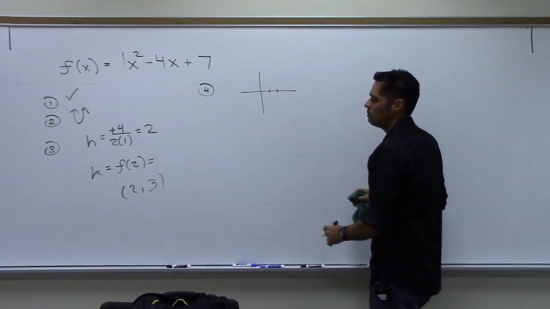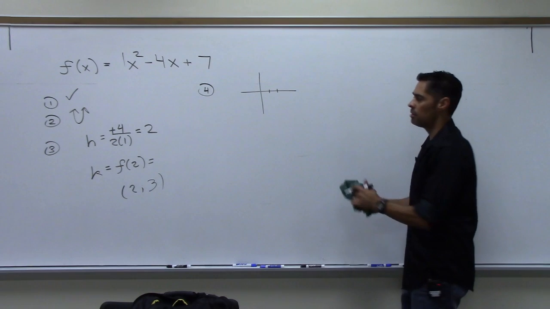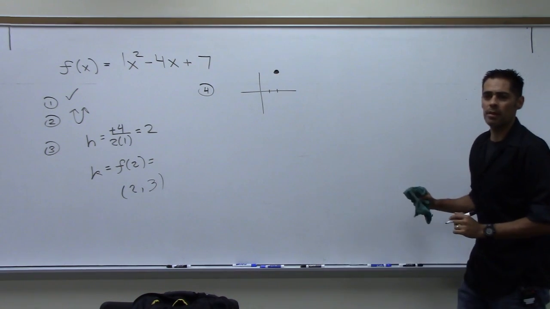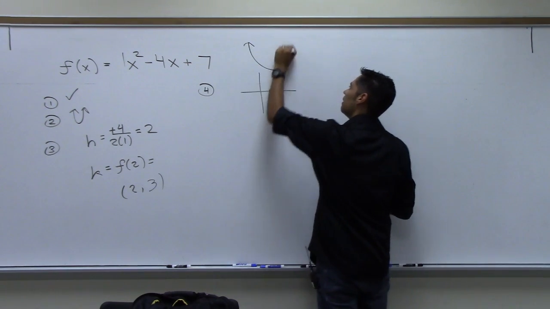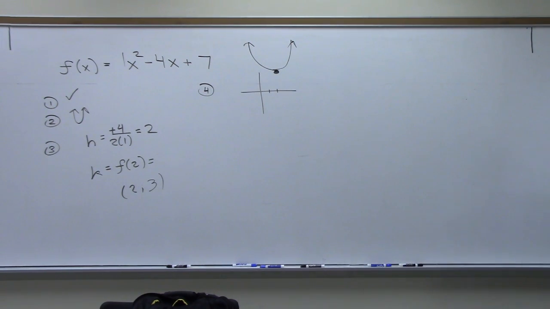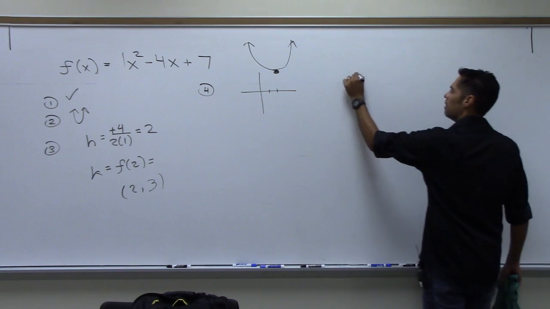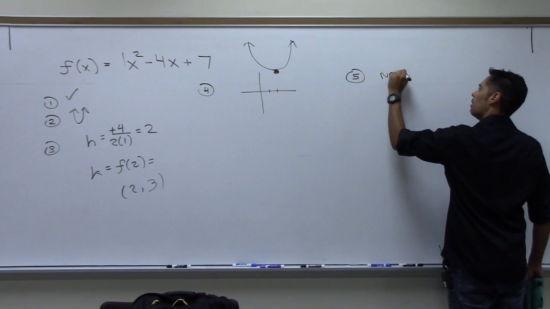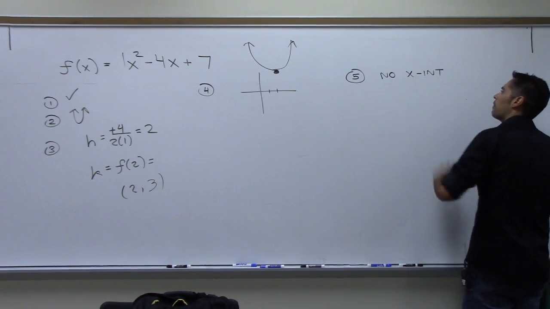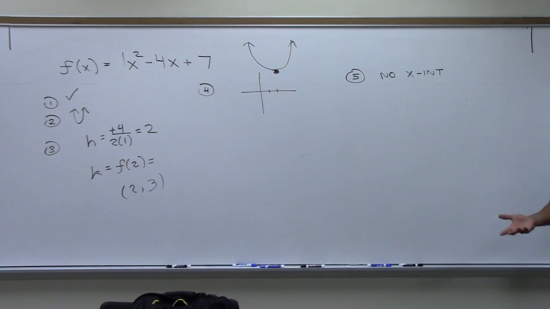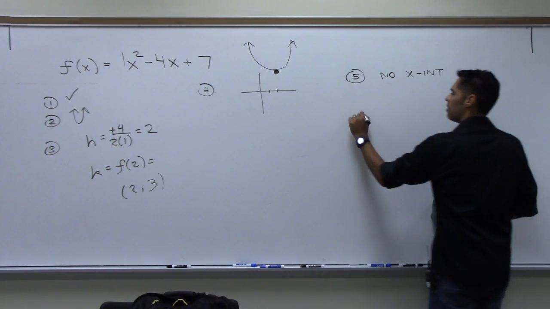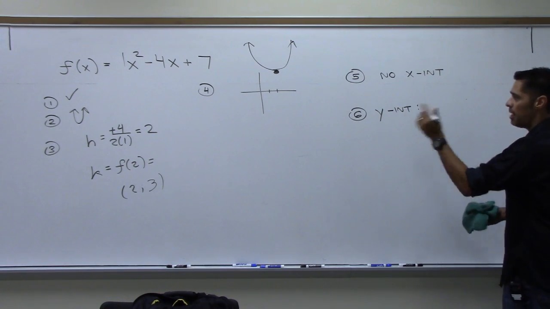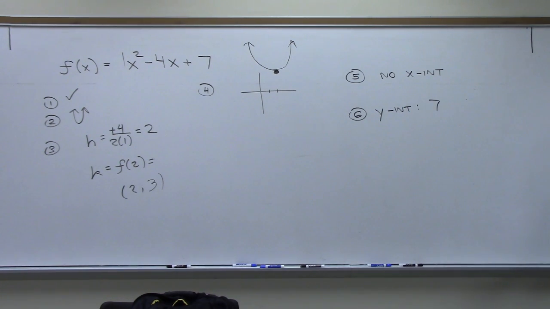All right? Yes? Where's my vertex? Out 2, up 3. Which way does it open? Okay, we have no x-intercepts. If I have no x-intercepts, I'm going to move on. Step 6, y-intercept. What's the y-intercept? That I'm guaranteed: 7. And now I go to a sketch.